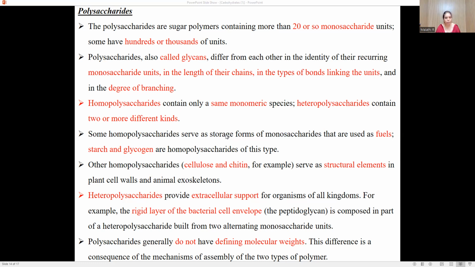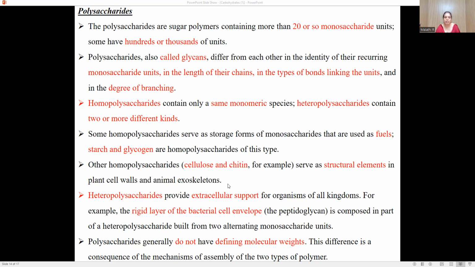Whereas in the case of cellulose and chitin, these are the two structural elements which will be present in the plant cell wall as well as in the animal exoskeleton. Whatever you are able to see on the surface of any insects or any animal tissue, it will be the thick layer of chitin. Cellulose will be present in plant cell walls. All the plant cell walls, grass, every plant that we see, are made up of cellulose.